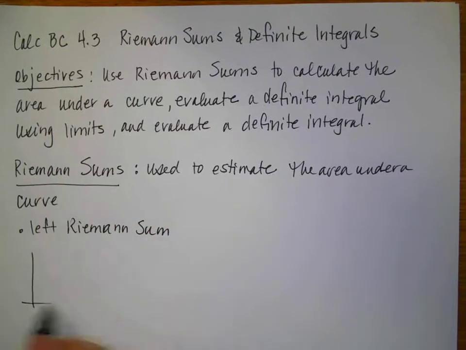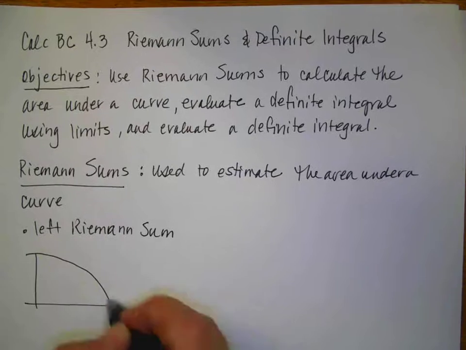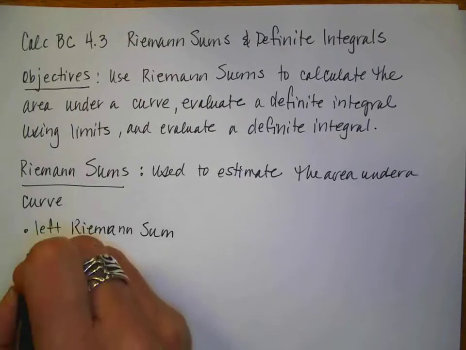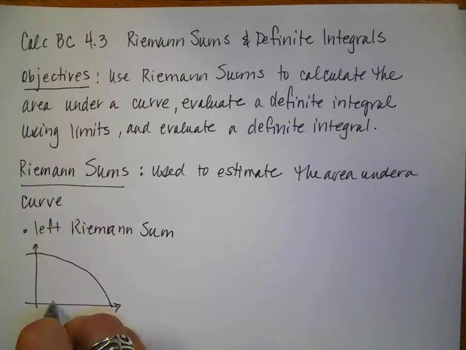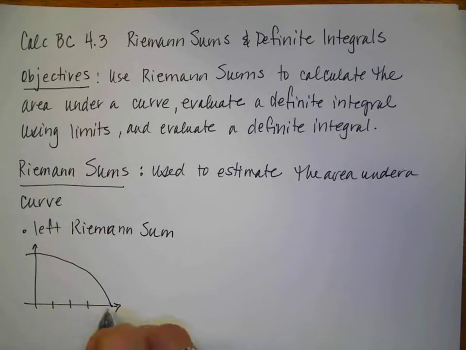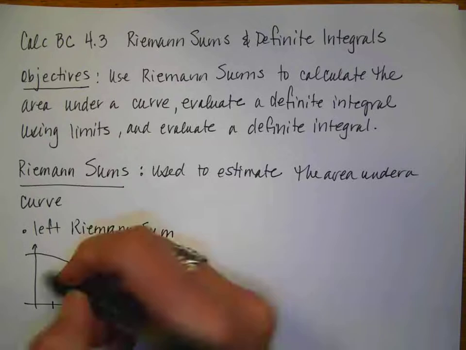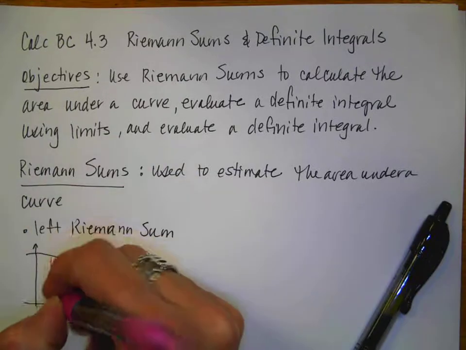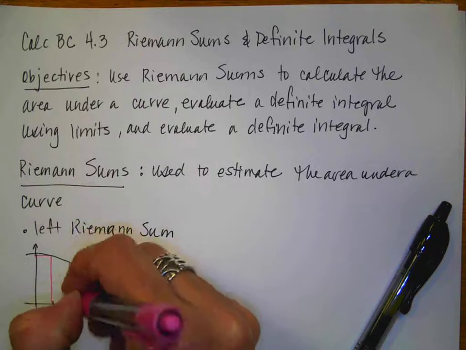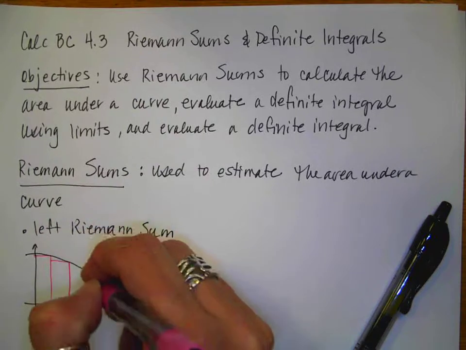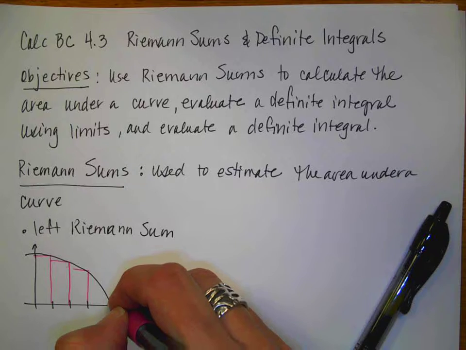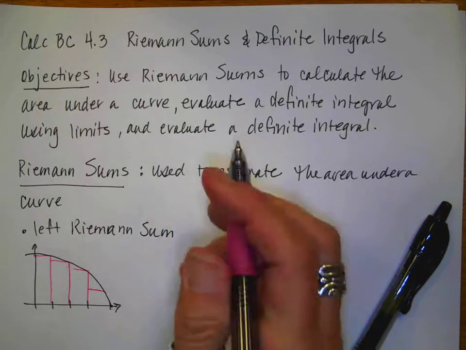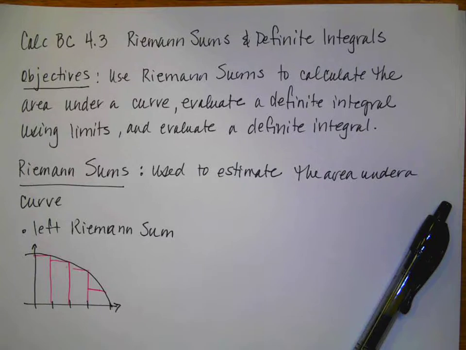I'm going to draw a picture because I think it's easier. If I have a curve and I have some boundaries for that curve, and I have 1, 2, 3, and then maybe 4, I draw my little rectangles. And then this rectangle, and then this rectangle, and we'll just pretend that there's one in there. Okay, so those are my rectangles.